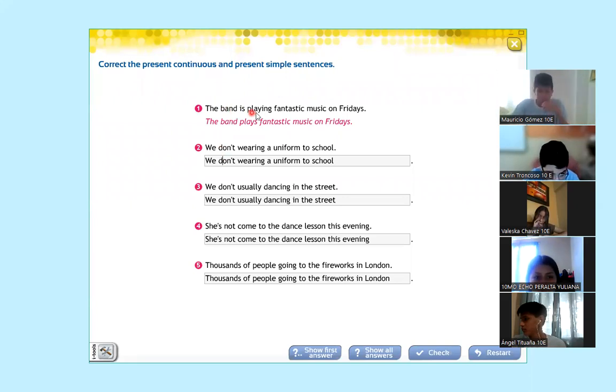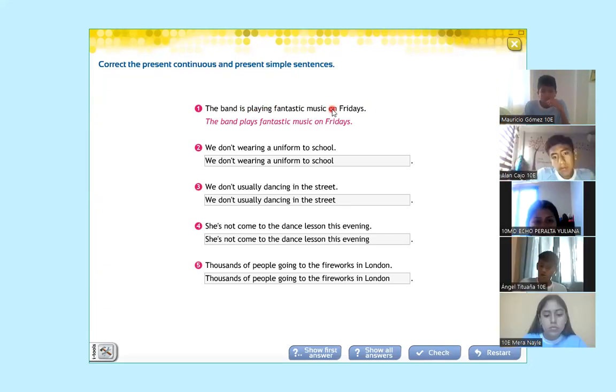For example, read the number 1, Kevin. The band is playing fantastic music on Friday. What is the correction? The band plays fantastic music on Friday. When you say on Fridays, on Saturdays, it is about the present simple tense. Now we continue with the next. What is the correction in the number 2, Kevin?